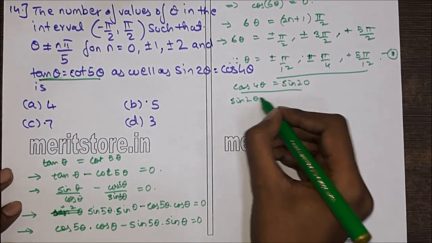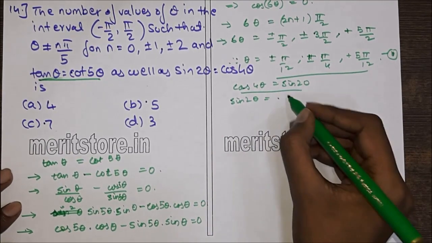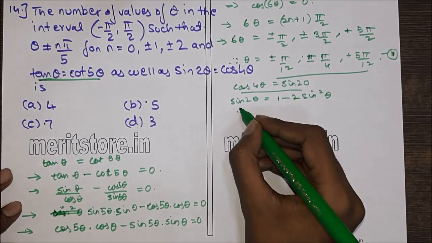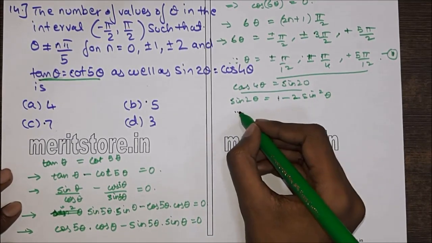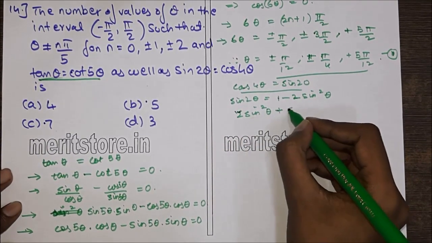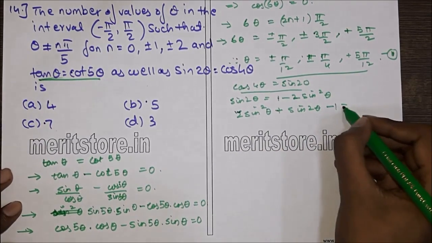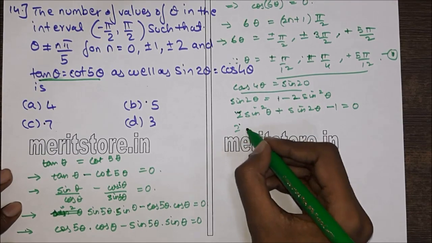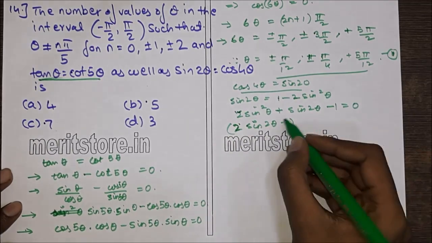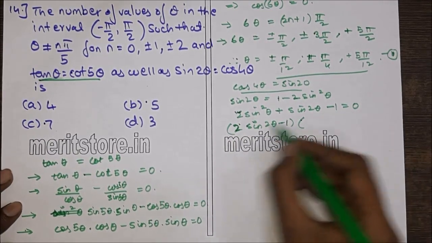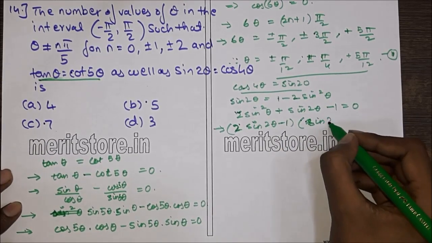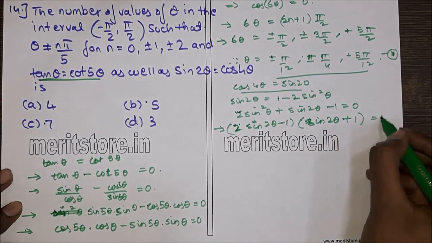So sin 2θ = cos 4θ can be written as 1 − 2 sin² 2θ. So we get a quadratic equation such that 2 sin² 2θ + sin 2θ − 1 = 0. Taking 2 sin 2θ − 1 common, this can be simplified into (2 sin 2θ − 1)(sin 2θ + 1) = 0.